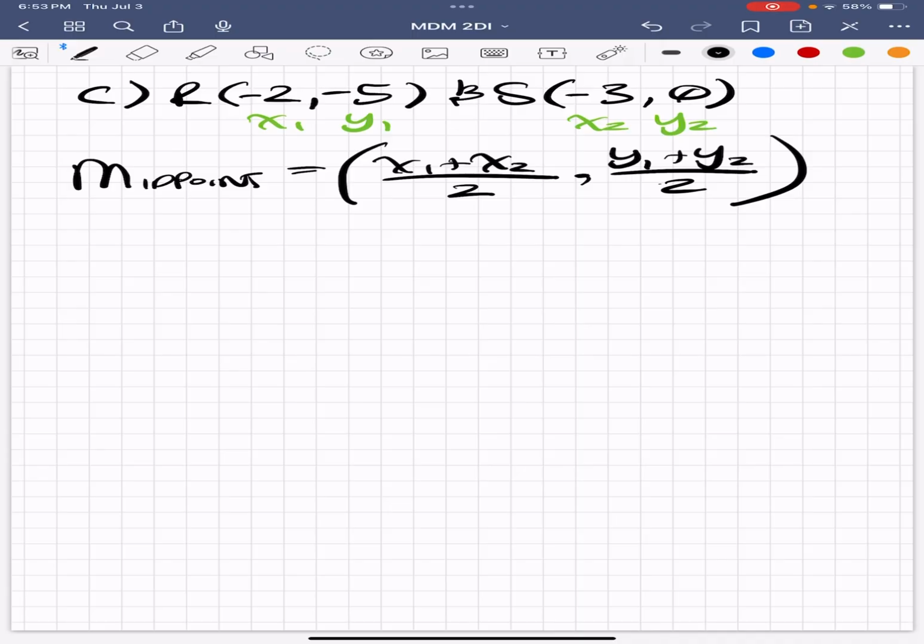So this line segment is called RS. That is its name, and initials. So we'll do the midpoint.